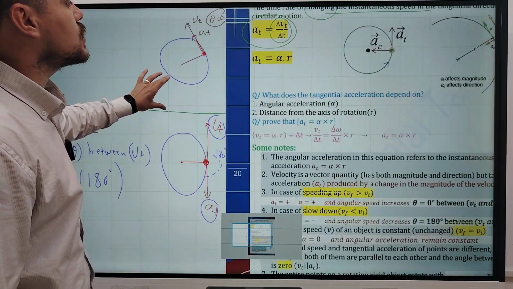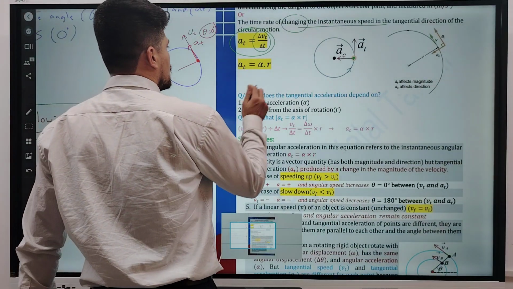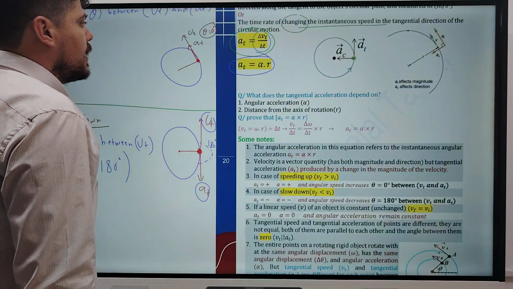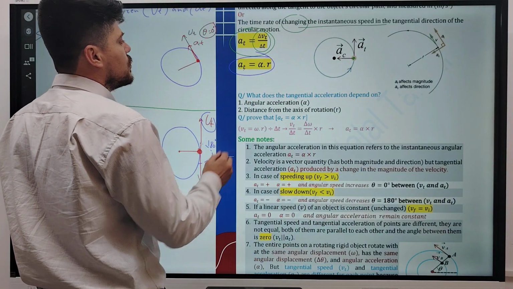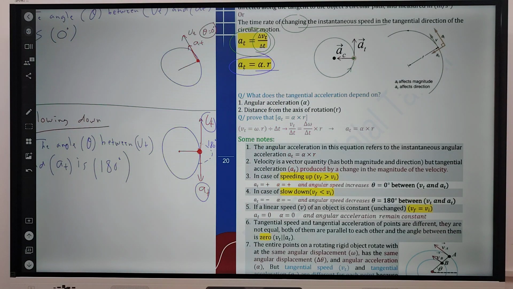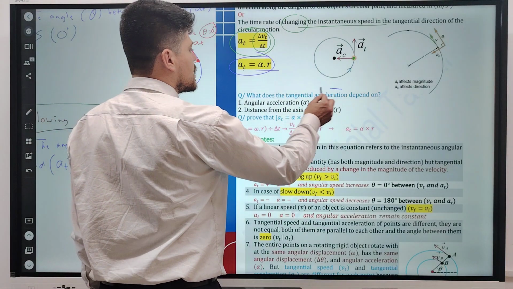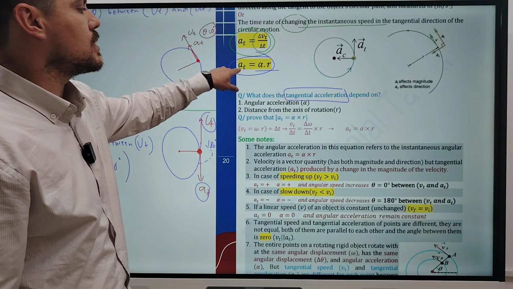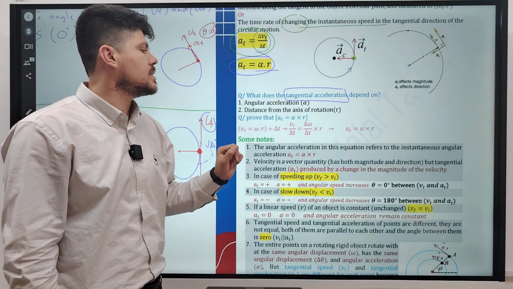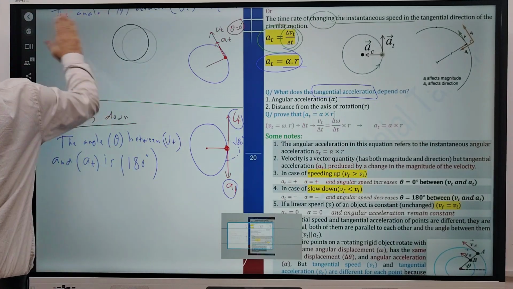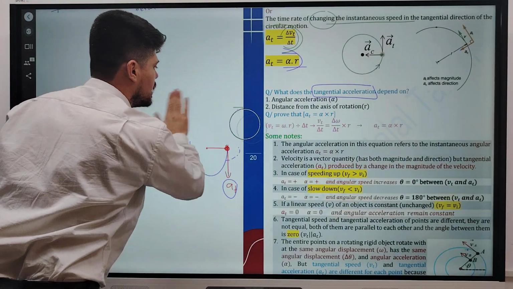The relation between the tangential acceleration and the rotational angular acceleration is like that. Tangential acceleration is equal to what? It is equal to angular acceleration times the radius, or the distance from the axis of rotation. So according to this equation, the tangential acceleration At depends on the angular acceleration and the distance from the axis of rotation. So how can you prove this equation? We can prove it like that.